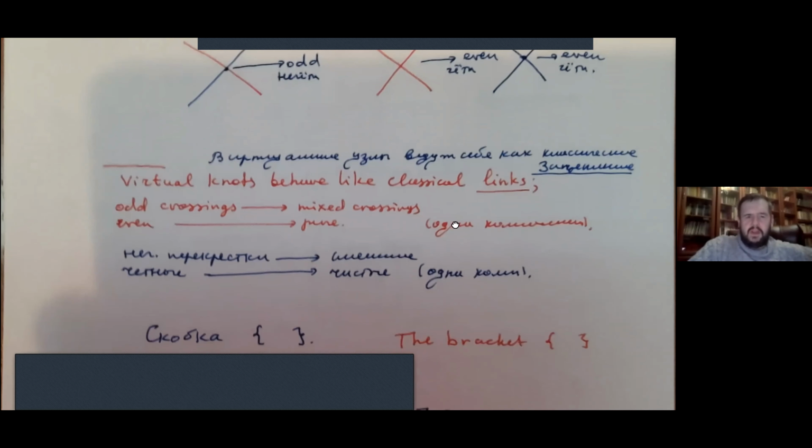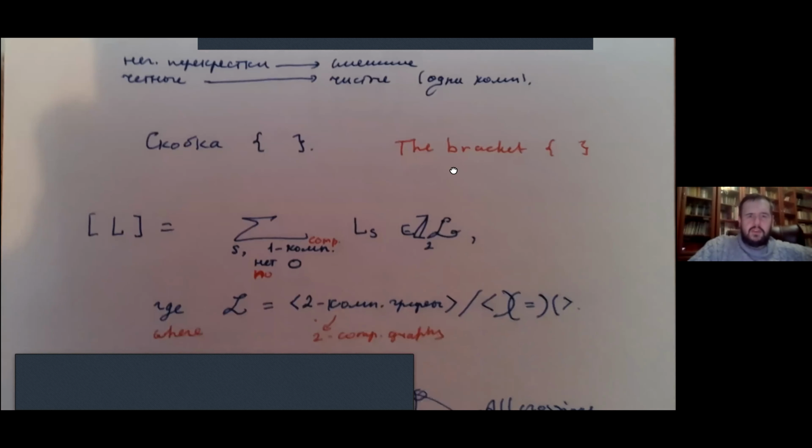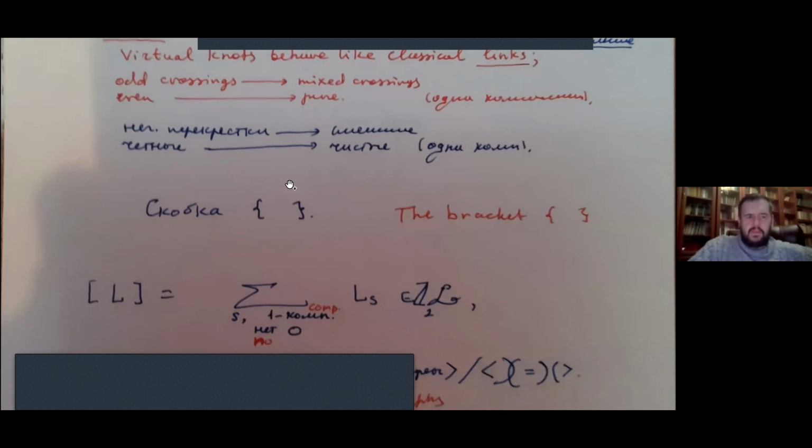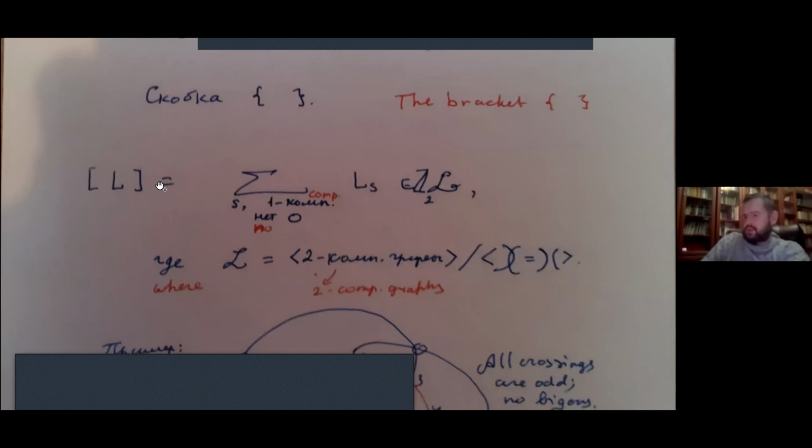And now I'm going to define the bracket for links. And actually, this bracket, which is defined this way, in order to emphasize its difference from the usual bracket. Oh, excuse me. Here I should have written the bracket of L, which is in this curly bracket. So this curly bracket is again the sum over all states, right?